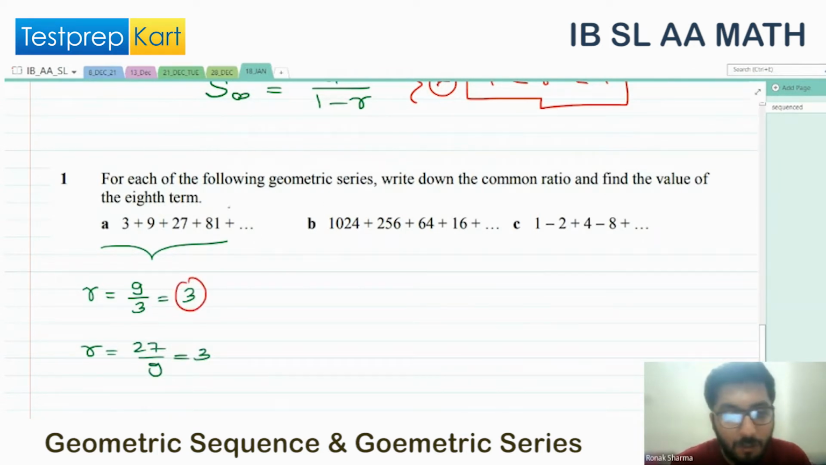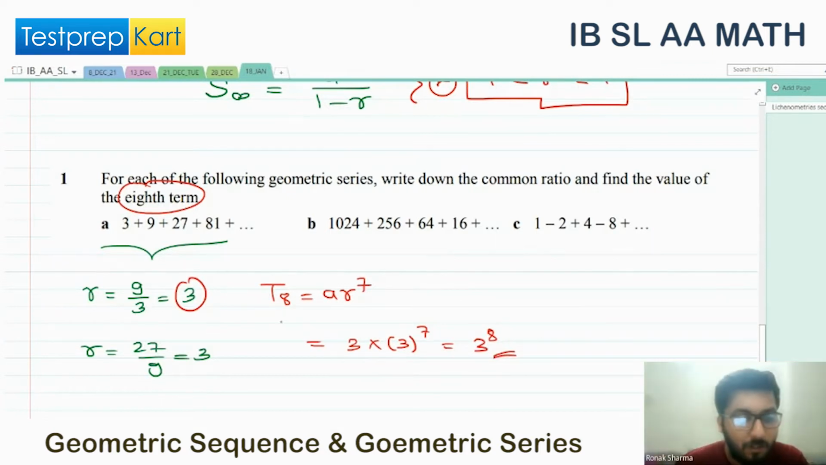Now they're asking me to find the eighth term. So T8 will be a r power n minus 1, that is r power 7. a is 3, so 3 into 3 power 7. So it is going to be 3 power 8. Using the calculator, you can get the value of that. Solve b and c. Okay.